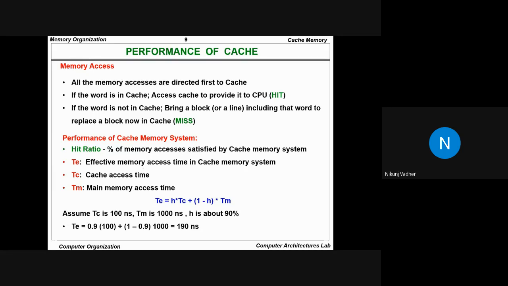How is the performance of cache memory calculated? It is calculated using the hit ratio. Hit ratio means cache hits divided by cache hits plus cache misses. In the exam, for 1 or 2 marks, you may be asked to calculate the hit ratio.